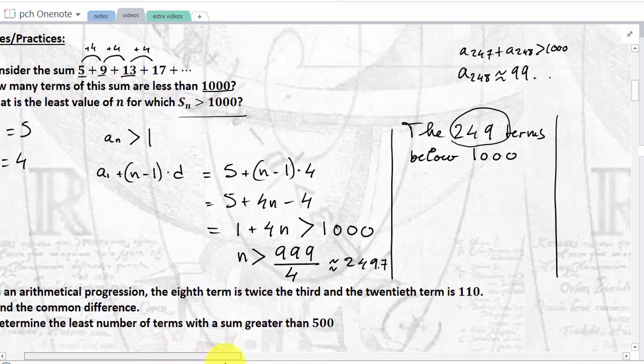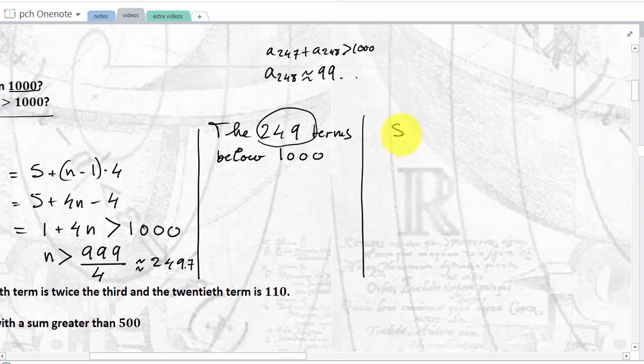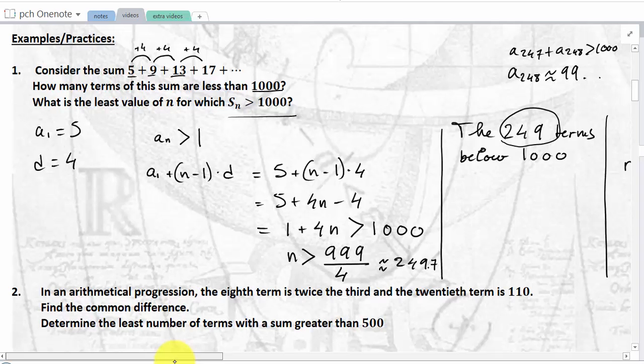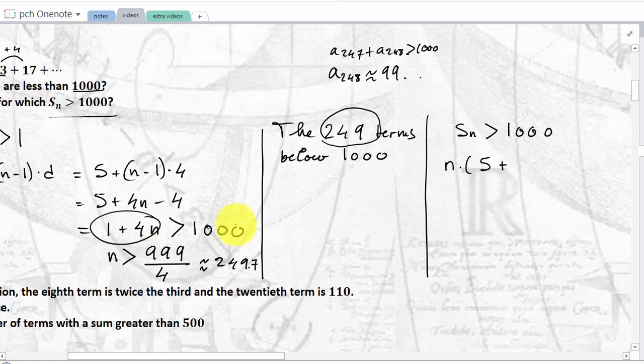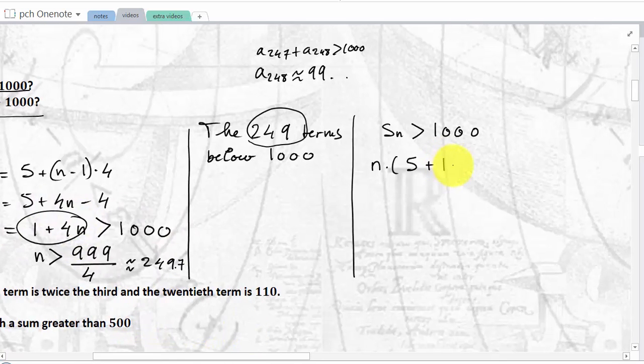So the inequality that we have to solve now is Sn over 1,000. And Sn is a sum of an arithmetic sequence. So it is n times a1, where a1 is 5, plus an, where an is 1 plus 4n, all over 2. And we want that to be over 1,000.